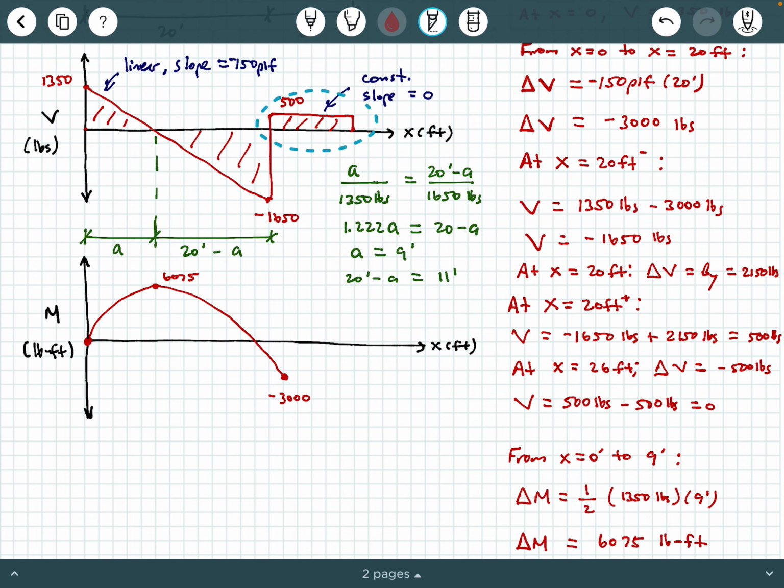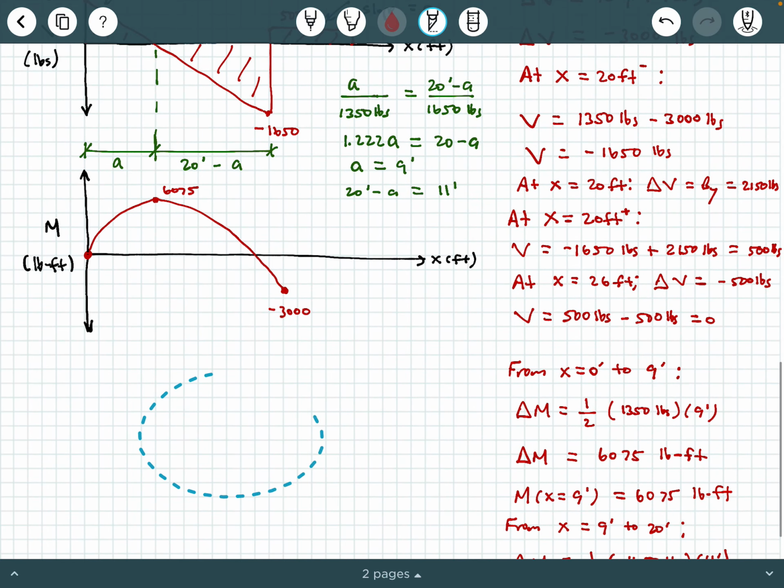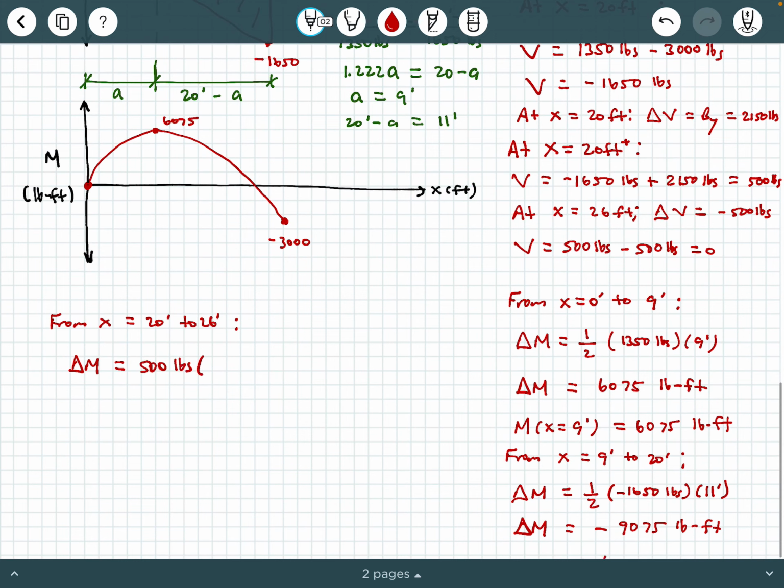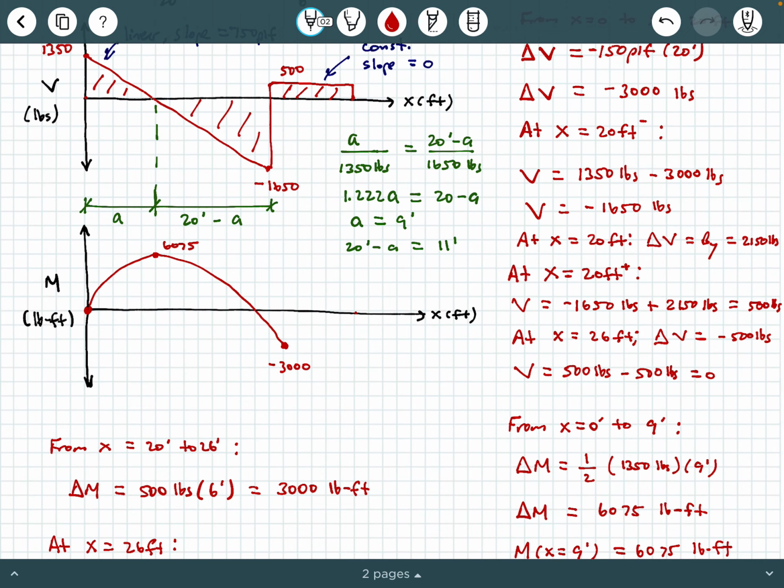What do we do with this next little segment here? Well, I'm going to do some scratch work over here in this blank space so I don't have to scroll as much. I'm going to say from x equals 20 feet to 26 feet, the change in moment is equal to what? Well, it's going to be the area of this rectangular segment here. So that's going to be 500 pounds times 6 feet, which is a positive 3,000 pound-feet. So then what will be our moment at x equals 26 feet? Well, we were at negative 3,000 pound-feet, and then we add to it that delta M we just calculated, plus 3,000 pound-feet, which brings us back to 0, okay? So that means that our moment here is going to be 0.